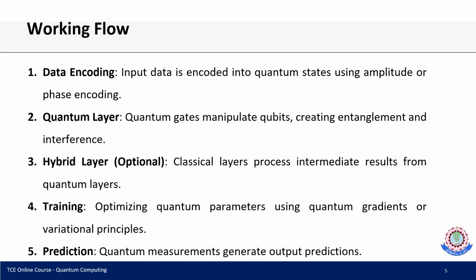Working flow, data encoding. Input data is encoded into quantum states using amplitude or phase encoding. Quantum layer, quantum gates manipulate qubits, creating entanglement and interference. And hybrid layer, classical layers process the intermediate results from the quantum layers. Next is training. Optimization, quantum parameters are also to be trained with the help of quantum gradients or variational principles. The last one is prediction. Quantum measurements generate output predictions.